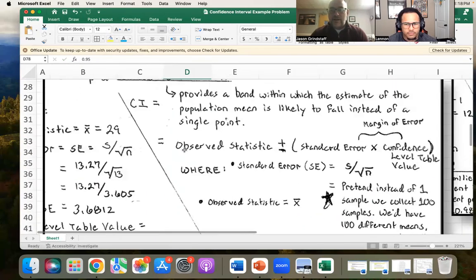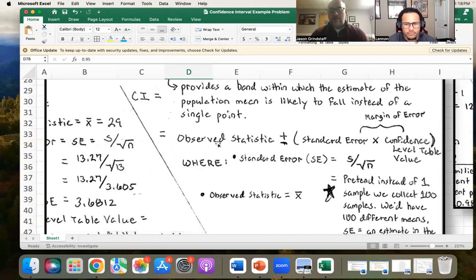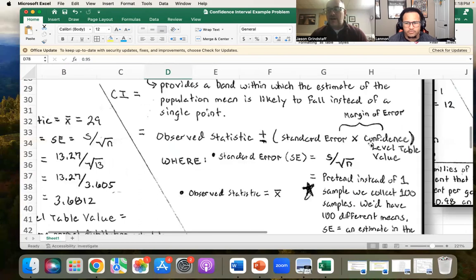So let's go back up. We keep going back up here. We have our observed statistic. We just calculated standard error. And now we need to know a very specific number. It's a confidence level.